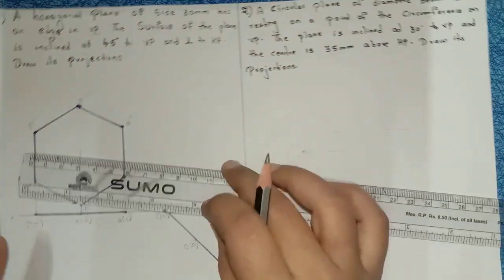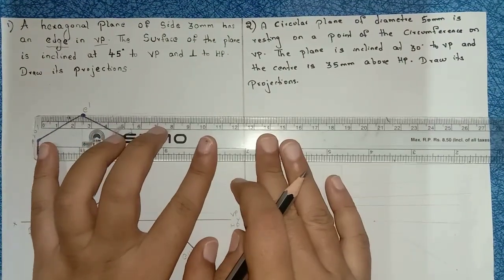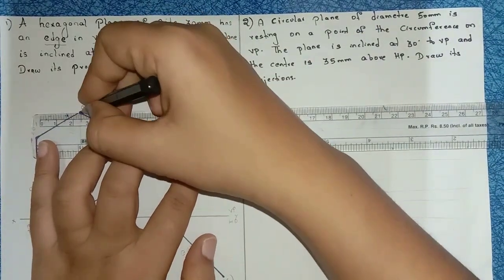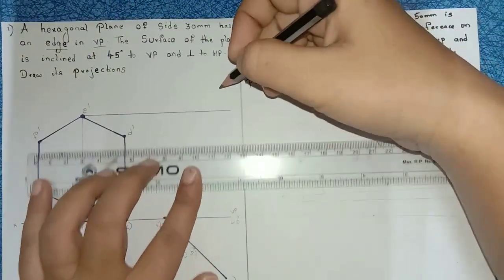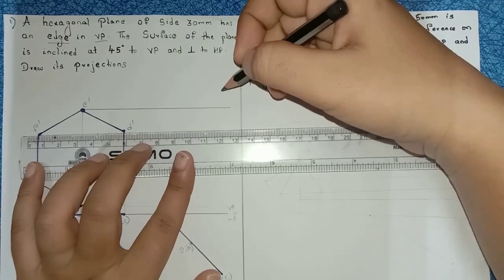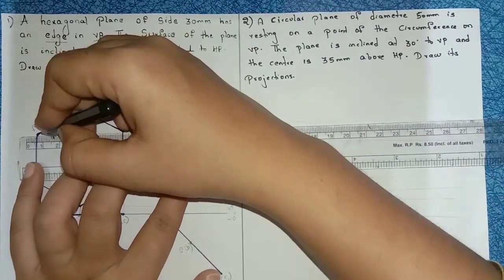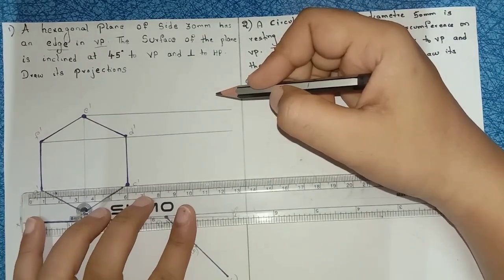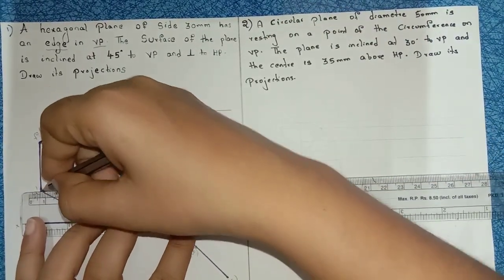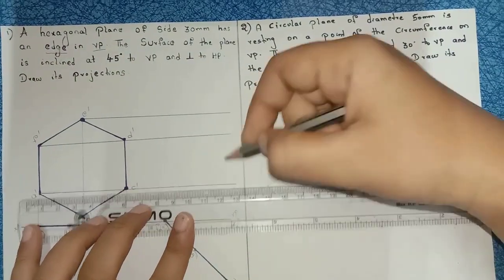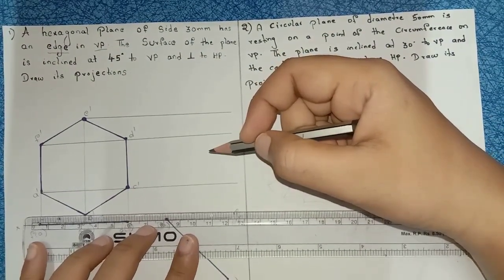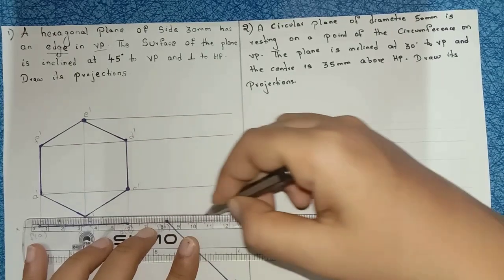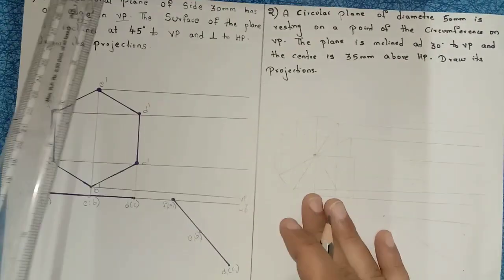Then next, what do I have to do? From every corner of the hexagon, from A dash, draw the horizontal line. Join F dash and D dash. Draw the horizontal line. A dash and C dash. Draw the horizontal line. And again from B dash, draw the horizontal line. Right? Now what is the next step?